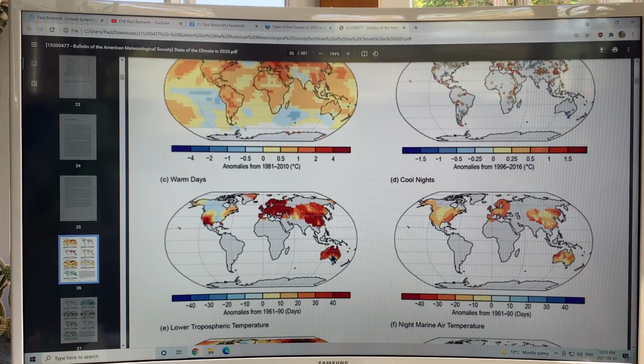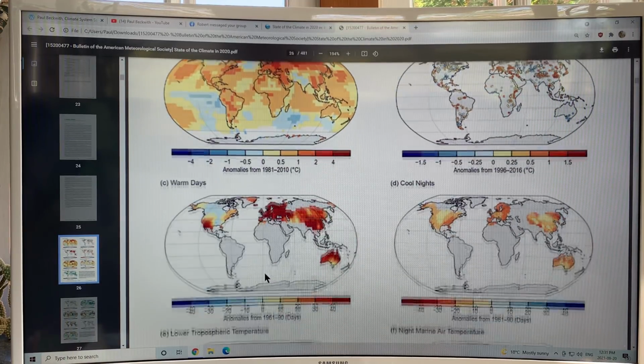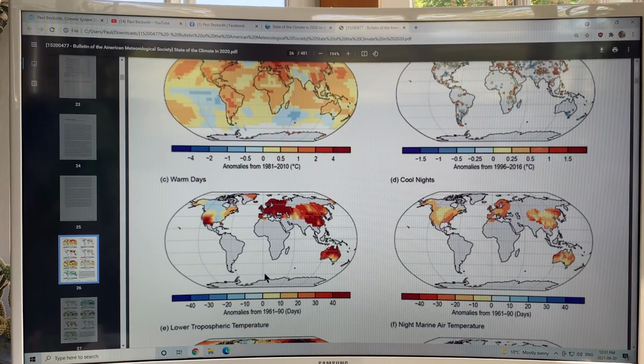Okay, these are the warm day anomalies. If you define a warm day as in the top 10% of temperatures, then these are anomalies from 1961 to 1990 in terms of the days. So look at Europe here. In 2020, Europe had a massive heat wave. This scale here is over 40 warmer days, and the anomaly is 40 days. So 40 more days of extreme warm temperatures in Europe, and lots in Asia, and also in the U.S. Southwest and Australia. Those are the key points.